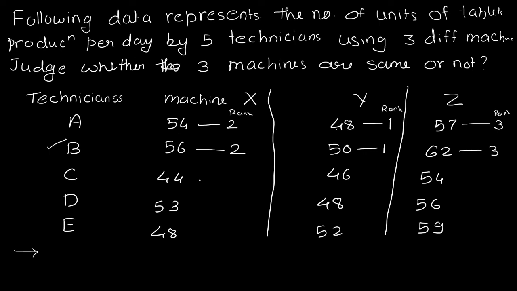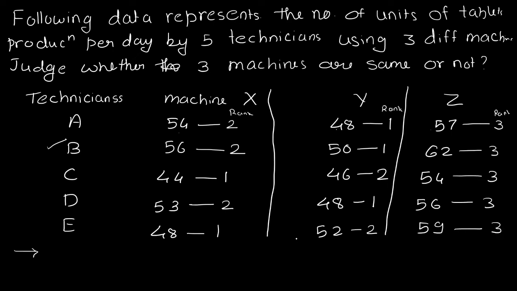Now, out of these, the observations are 44, 46, and 54. The smallest one is 44, so I will allot a rank 1 to it. Now, next is 46, so 2. 54, therefore 3. The next is what? 48, therefore 1. 53 will have 2, and 56 will have 3. Next is, in this case, 48 is the smallest. Okay, so it will have 1. 52 will have 2 and 59 will have rank 3.